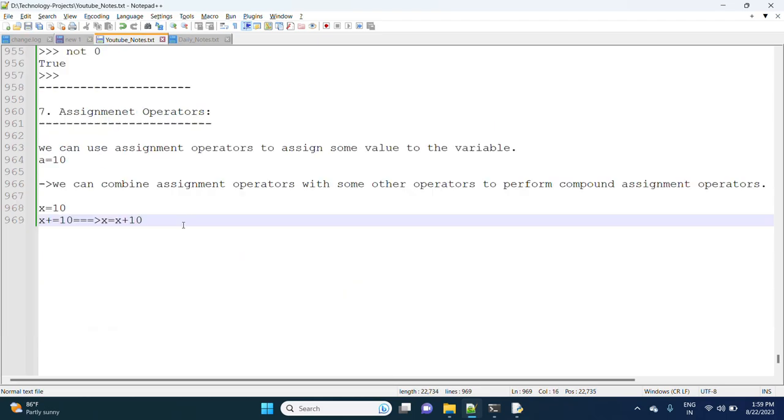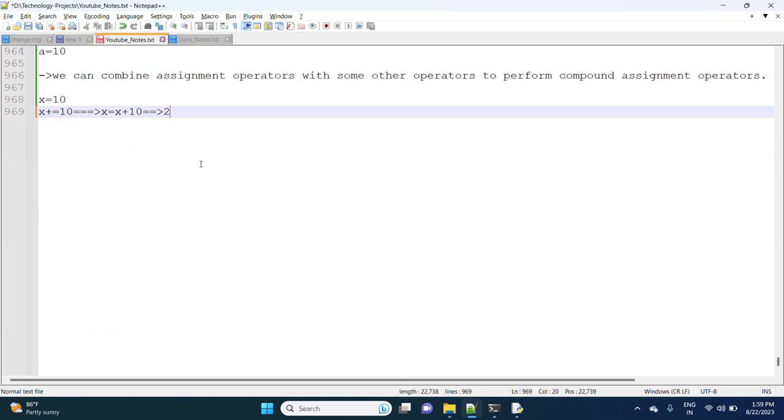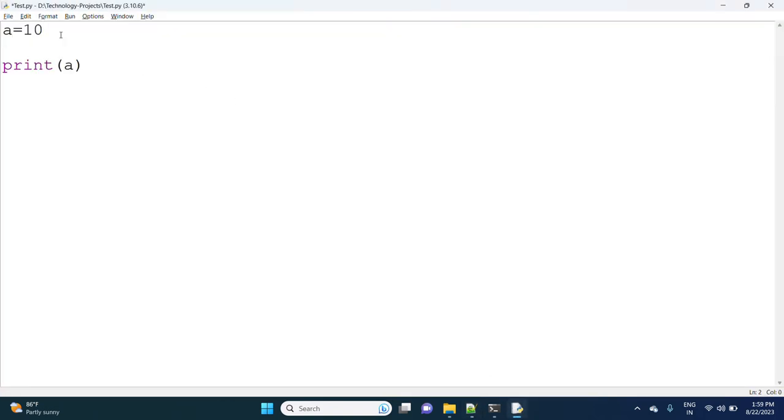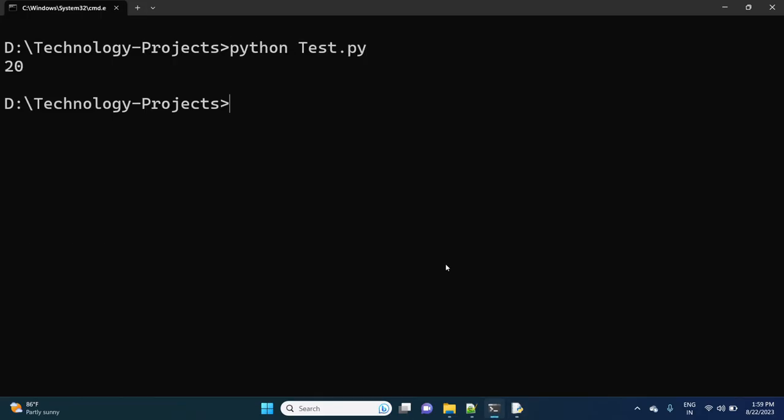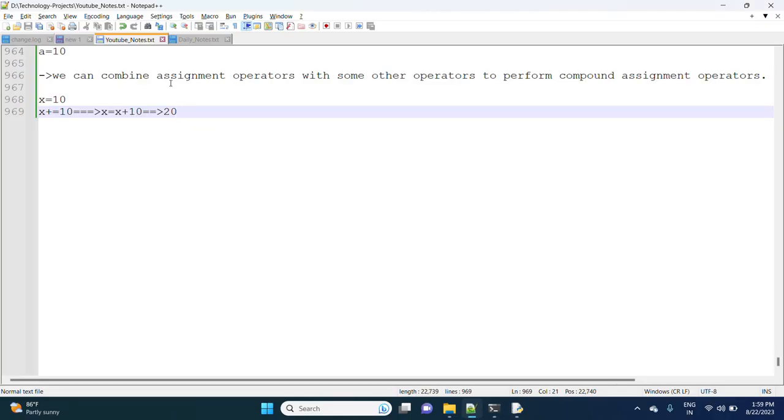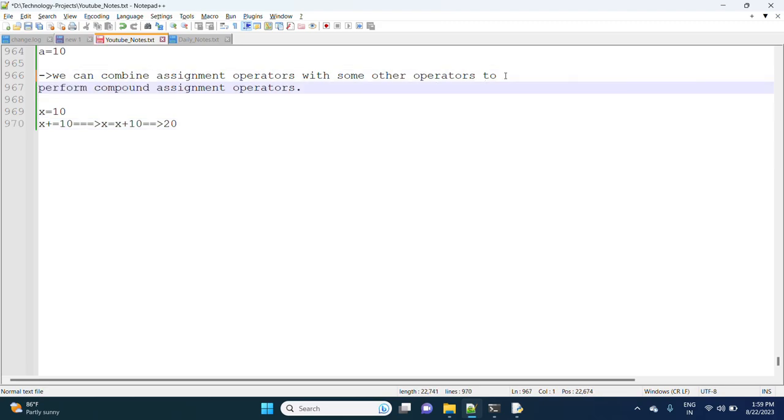So what is our result in this case? 20. Now observe, the same thing I am writing here: a equal to 10, a plus equal to 10. It means a equals a plus 10. Already 10 is here, 10 plus 10 is 20, so we are going to get the answer as 20. Clear, right? So we can combine assignment operators with some other operators to perform compound assignment operations.